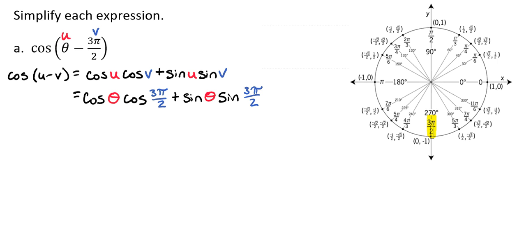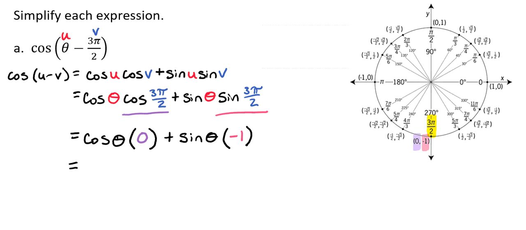So the cosine of 3 pi over 2 is going to be 0, and our sine of 3 pi over 2 is going to be -1. And so now we can take those and plug those into our values at cosine of 3 pi over 2 and sine of 3 pi over 2.